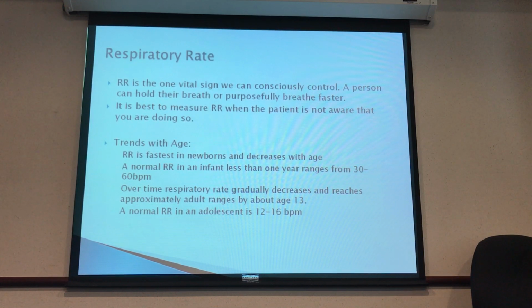I don't think I meant beats per minute, but breaths per minute. Yes, but I always think of BPM as beats per minute.